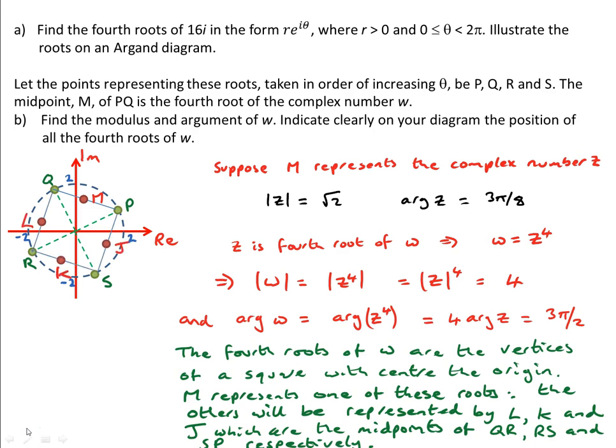The fourth roots of W are going to be the vertices of a square with centre the origin. M is one of these roots, so the other roots will simply be the other midpoints of our original square.